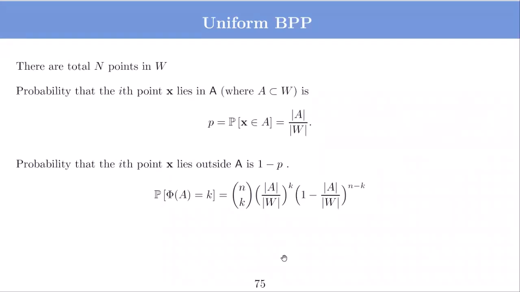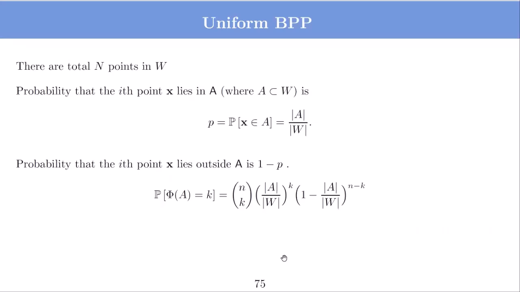So now there are n points and each of them is independent. If someone asks you, if I fix set A, what is the probability that there are k points? Okay, so there are n points. Each point can be in A with probability p and will not be in A with probability 1 minus p.